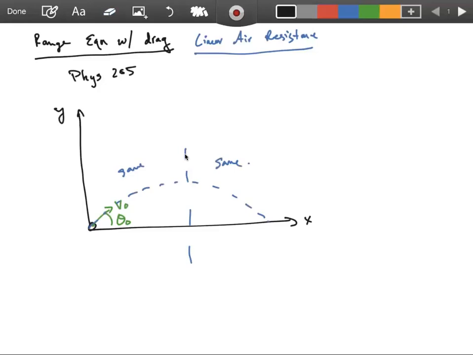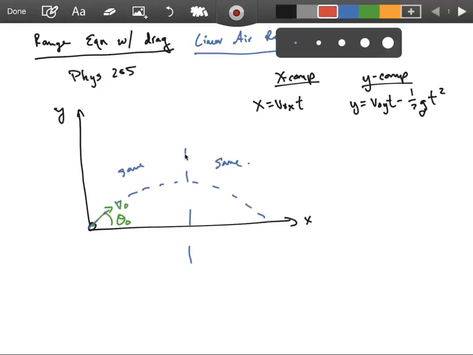In this case, we would look at our components: the x component and the y component. In the x direction, according to my coordinate system, x is equal to v initial x, which is the cosine portion, times t. In the y direction, y is equal to y initial, which is 0, plus v initial y times t, minus 1/2 g t squared. And g we know is downward, so that gives us the negative here.